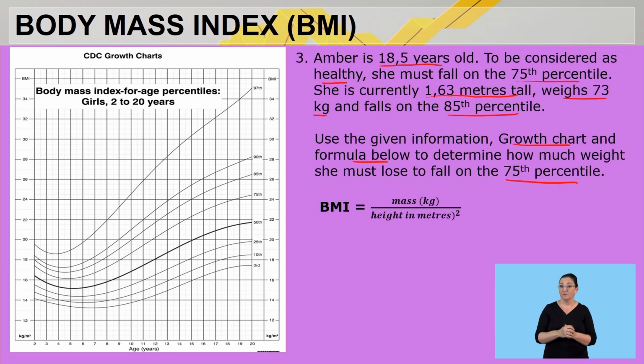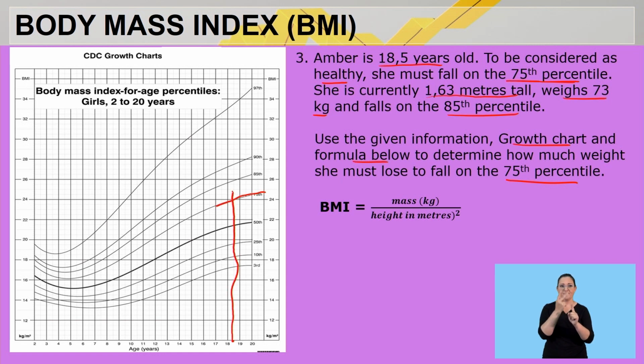Guys, are we clear on that? So it's 18 and a half years old. To be considered healthy, she must fall on the 75th percentile. She's currently 1.63 meters tall and weighs 73 kilograms. Now, let's quickly see what the BMI should be for her to be seen as healthy. It says 18 and a half, and please work with me here. So 18 and a half will be between 18 and 19, so there's 18 and a half. We agree, right? And it falls on the 75th percentile. There's the 75th percentile. We agree? Yeah. So let's quickly see.